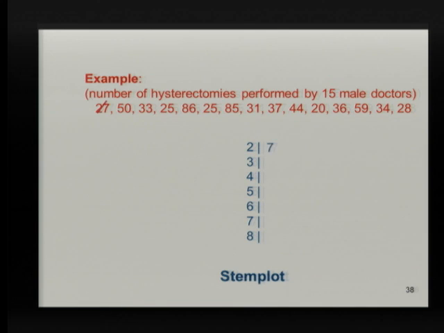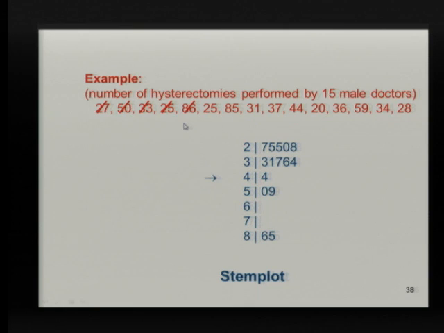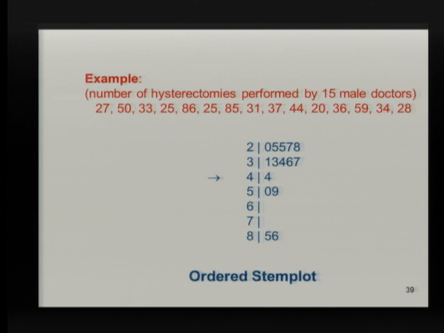Then we put in the second digit, right, to actually start organizing the information. We have a 27, put a 7 as a leaf for those 20s, right? And 50 and 33, and just keep building it out. I think you all know how to do this. So that's a stem and leaf plot. And usually we will sort those numbers within each stem, right? So we get an ordered or sorted stem plot.